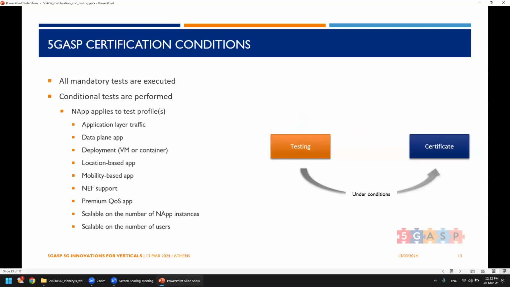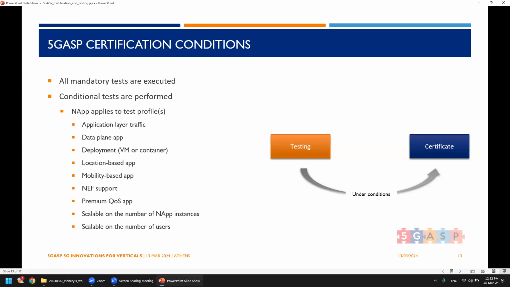So the reason that we have introduced tests before certification is because testing under certain circumstances or conditions leads to the certification. For a certificate to be valid or issued, all the mandatory tests per axis need to be executed. We will see about them in the next slide. And also all the conditional tests of this axis should be performed as well. The conditional tests derive from the test profile that each network application needs to apply to.